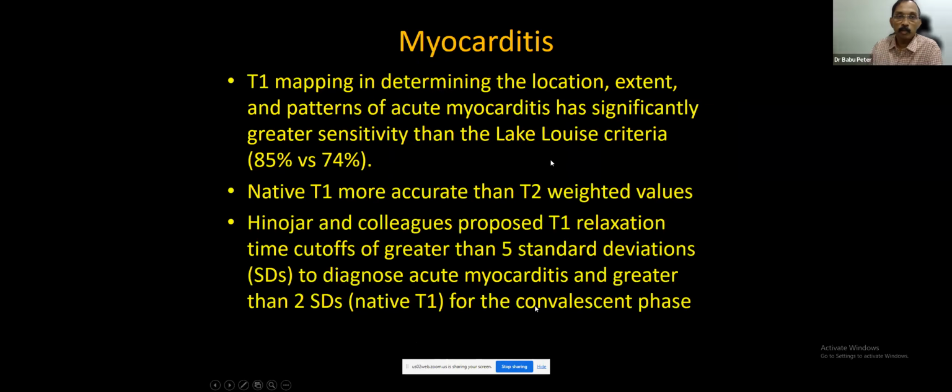In myocarditis, T1 mapping has been used to determine the extent of acute myocarditis and is now said to have greater sensitivity than the Lake Louise criteria. Native T1 is more accurate than the T2 weighted values as well. And in certain articles, it has been proposed that cutoff values of more than 5 standard deviations can be used to diagnose acute myocarditis and more than 2 standard deviations for the convalescent phase of myocarditis.